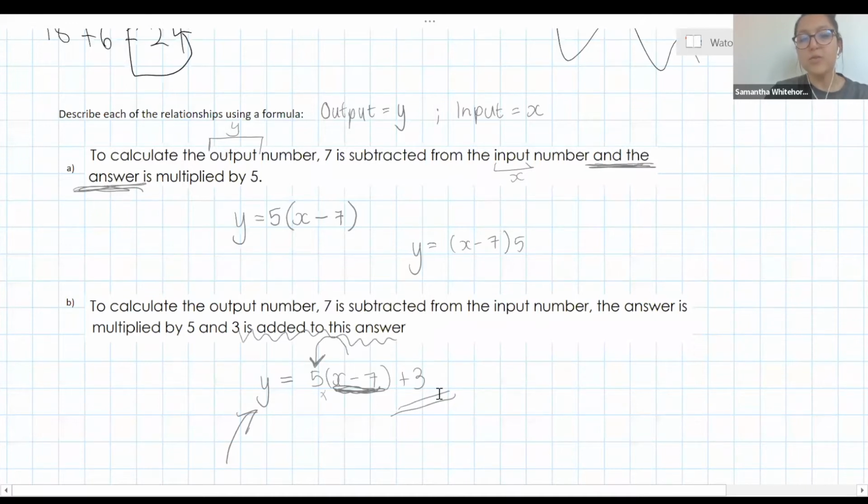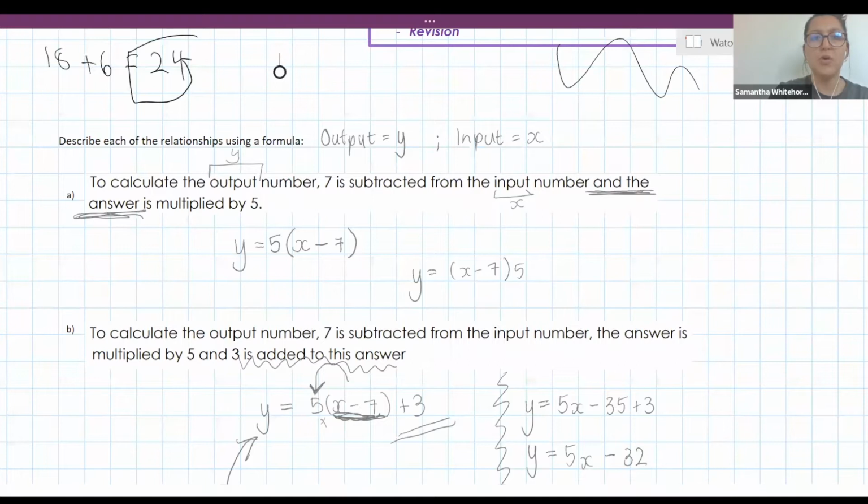Now you can, if you wanted to, go and distribute the 5 into the bracket and simplify. So if you distributed and got an answer of 5x minus 35, and you went and simplified this equation, your answer could definitely be 5x minus 32. That is exactly the same thing. All we've done here is we have gone and taken the coefficients.